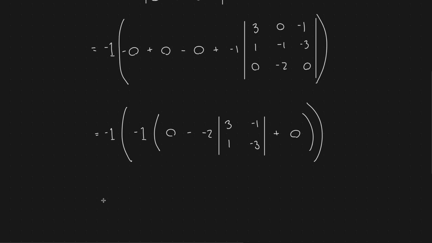Okay, so I get negative 1, negative 1, the zeros go away, and negative, negative 2 is a positive 2. And then I just have this 2 by 2 determinant, and we're home free because 2 by 2s are super easy. I get 3 times negative 3 is negative 9. Negative 1 times 1 is negative 1. So negative 9 minus negative 1 is negative 8, right? That's negative 9 plus 1, negative 8.